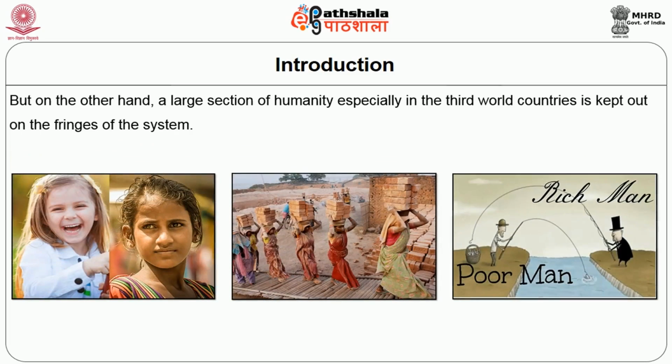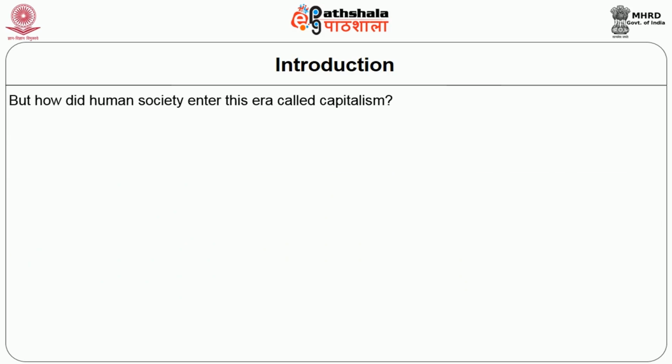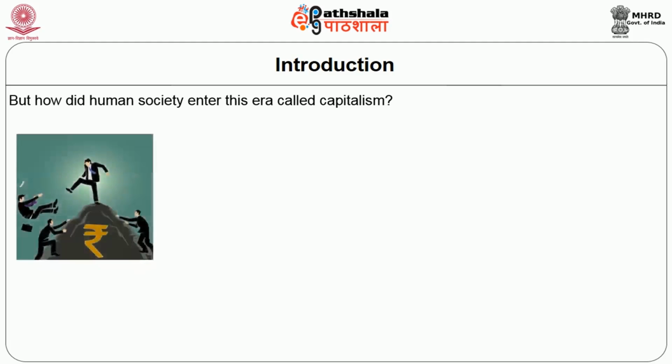We cannot ignore, in the present situation, the daily wagers who work night and day in order to earn their daily needs and to survive, while billionaires on the other hand are enjoying the fruits of labor of this marginalized group. But how did human society enter this so-called era of capitalism?